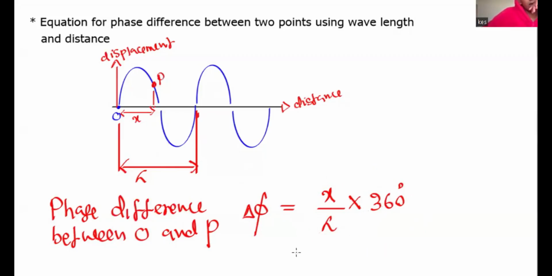Okay. If we want to obtain the phase difference in radians, then we have to multiply by 2 pi. Yes, good, 2 pi. And these are the equations to obtain the phase difference between 2 points using wavelength, right?